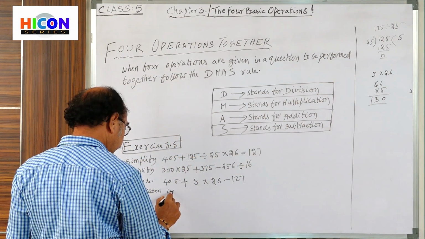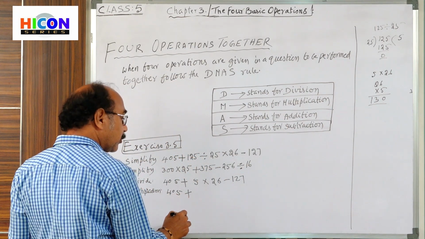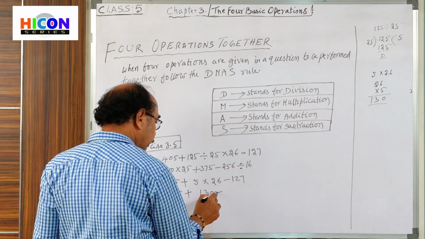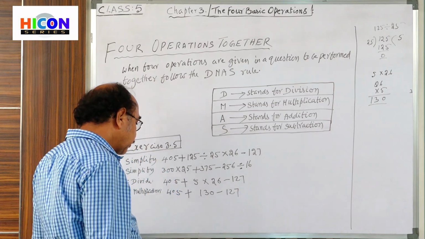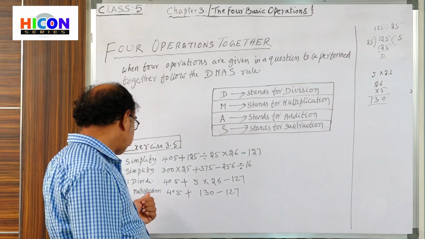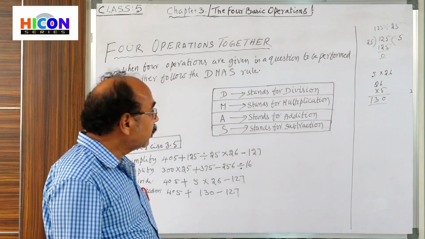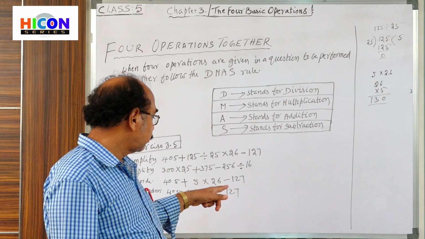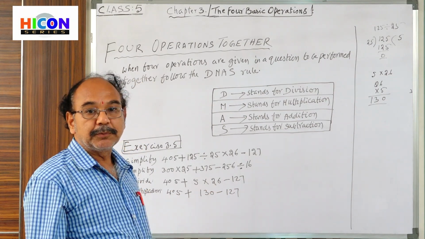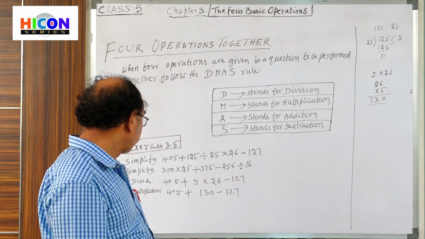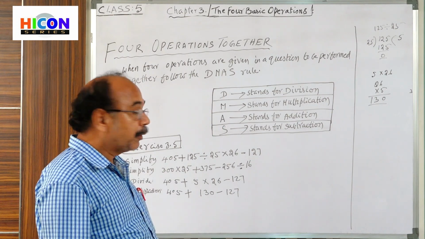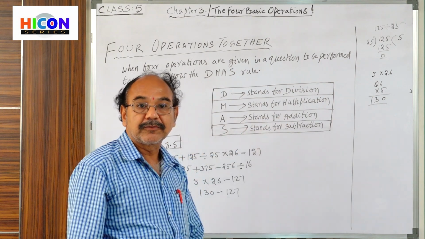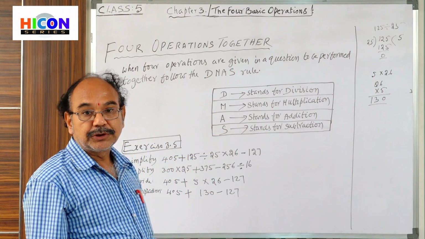So 405 plus, here 130 we write in this place, minus 127. So in step 2, what we did? Multiplication we did. That multiplication result I wrote in the place of the multiplication. Step 1, step 2, or step 3. In step 3, A stands for what? Addition. So we show the addition.